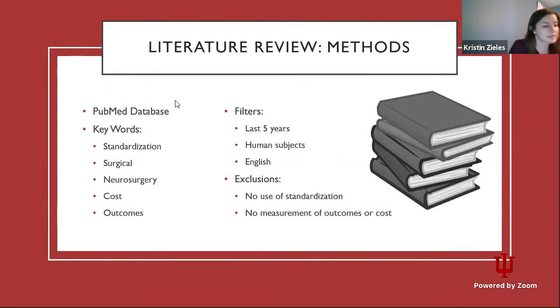I used the PubMed database for the literature review. Keywords included standardization, surgical, neurosurgery, cost, and outcomes. We filtered to look at the last 5 years, human subjects, and the English language. Articles were excluded if there was no use of standardization or if there was no measurement of costs or outcomes.